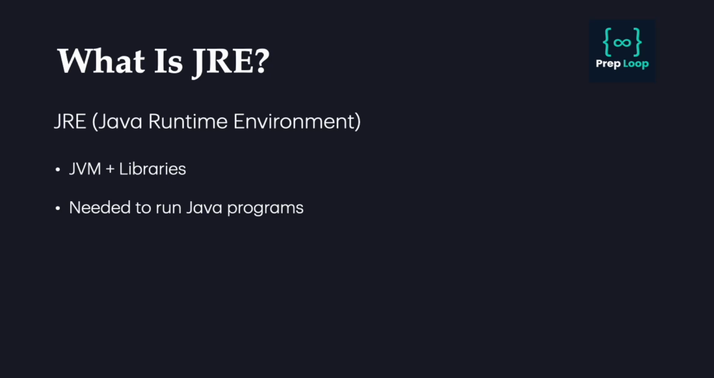For example, if someone gives you a Java application and you just want to run it, you don't have to write any code on top of it, then you don't need the full development setup. In that case, just JRE is sufficient. You can just download the JRE and run the existing application. It does not contain development tools like the Java compiler, etc.